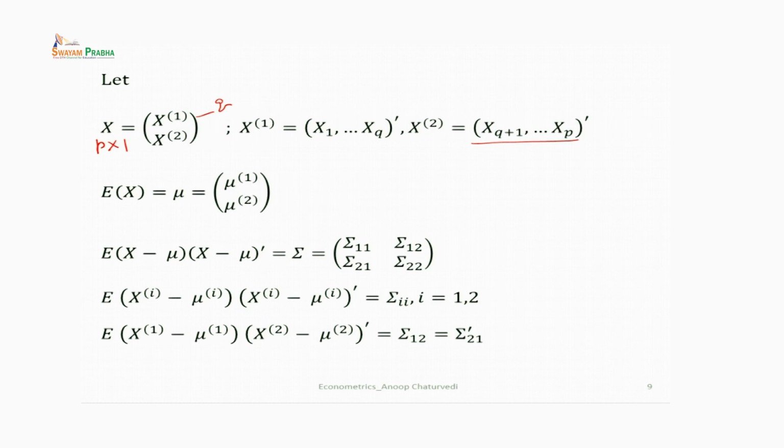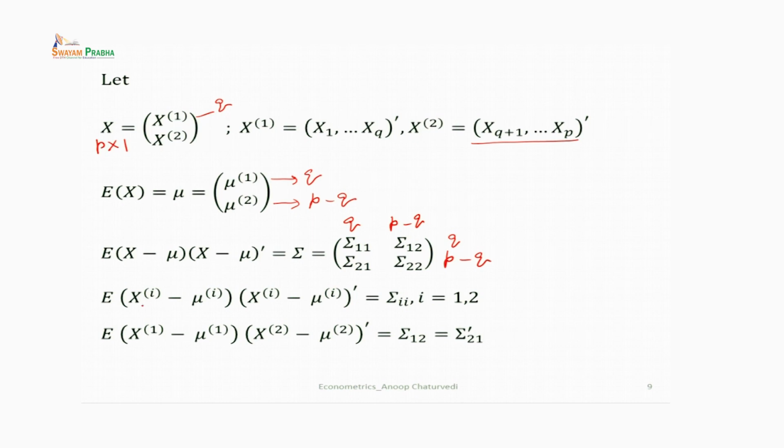Accordingly, we partition the mean vector also. Expectation of x is equal to mu, and we write it as (mu 1, mu 2), where mu 1 has first q components of mu, and this mu 2 has remaining p minus q components of mu. Then the variance covariance matrix sigma is partitioned as sigma 1 1, sigma 1 2, sigma 2 1, sigma 2 2. Here you have q columns and then p minus q columns, then q rows, p minus q rows.